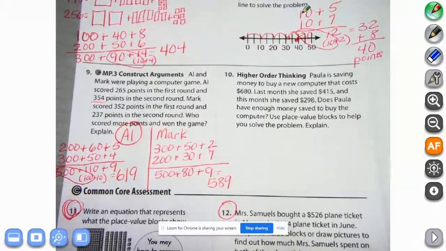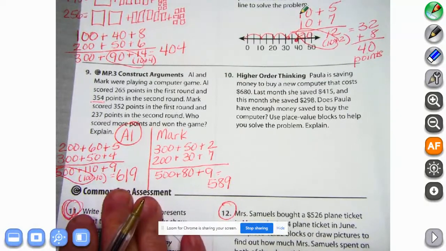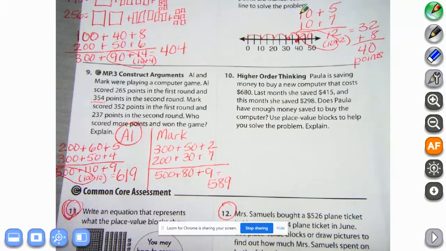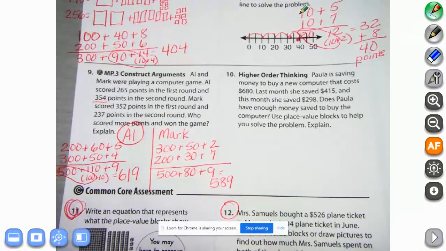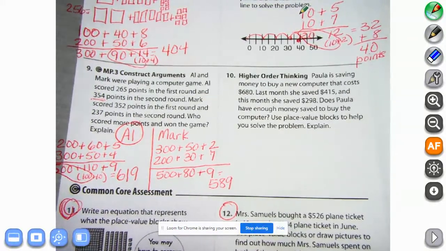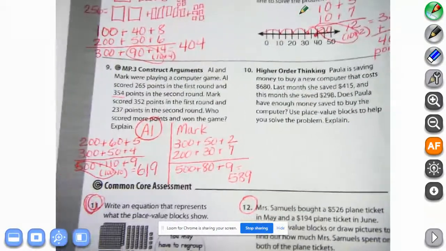All right, we're going to go to number 10. So make sure you pause this video if you need to and get caught up, and then we'll move on to the next one as soon as you unpause the video.